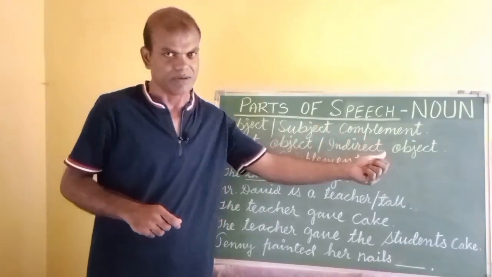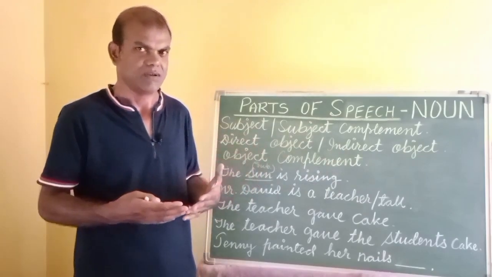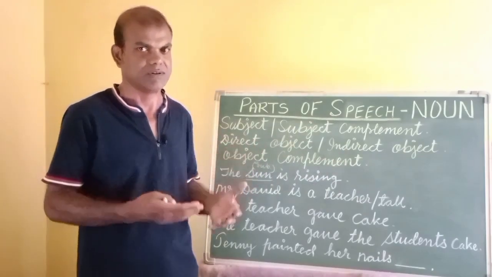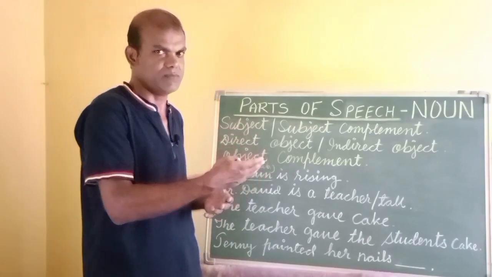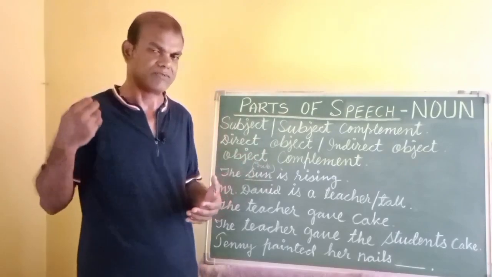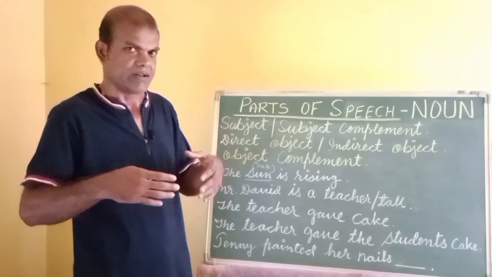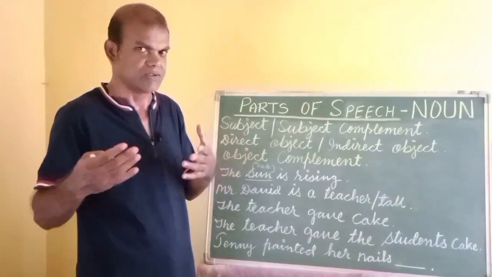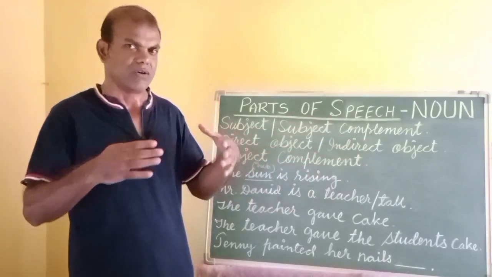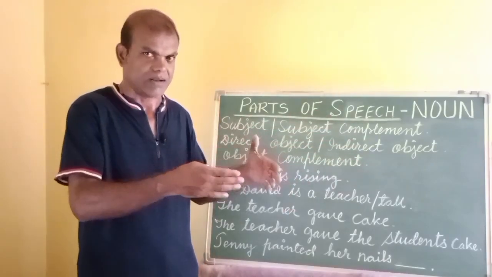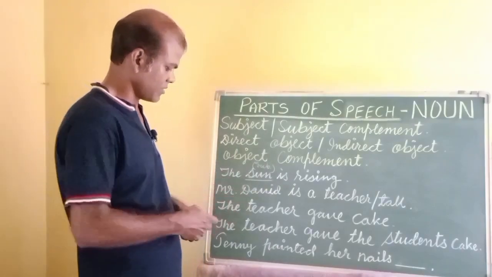Now subject complement. Subject complement, it is a noun or adjective which follows the linking verb. Now what is linking verbs? When we are going with the verb in the parts of speech, in my next video we'll understand about the linking verbs. In today's video I will just introduce you about the linking verbs. Subject complement, it follows the linking verb and it describes the subject. Now there is an example.